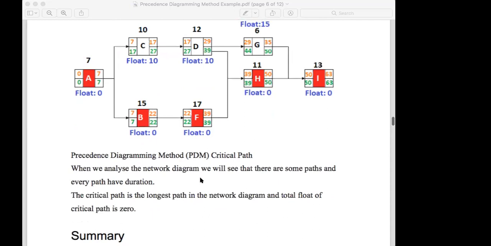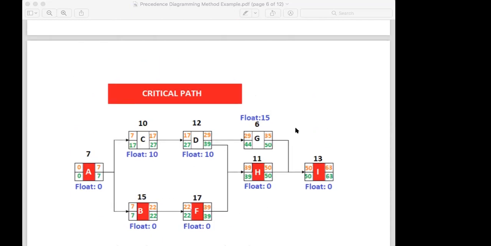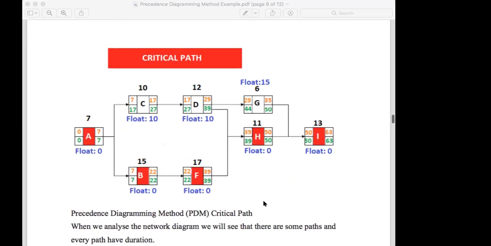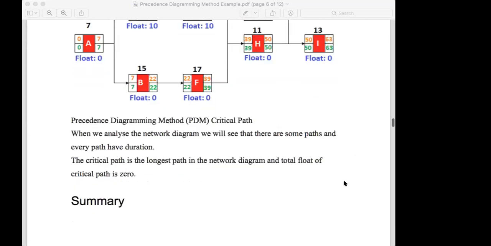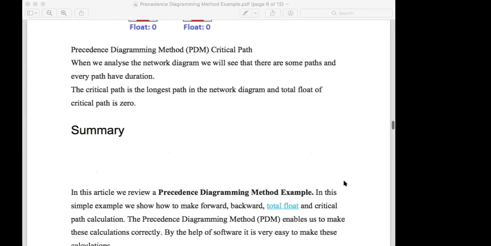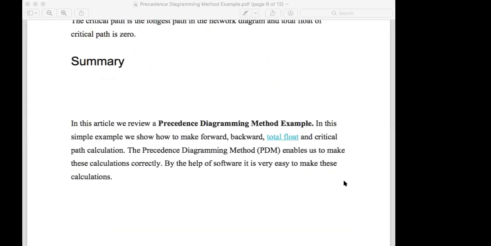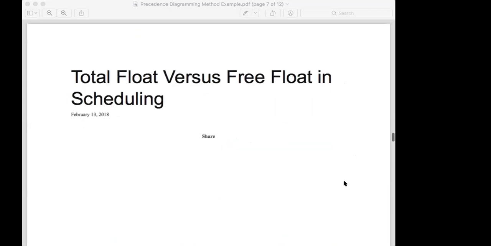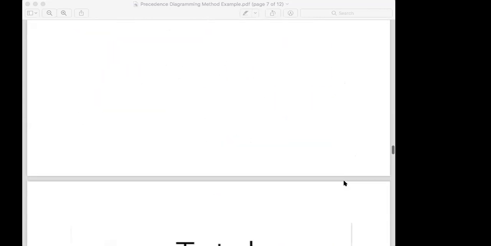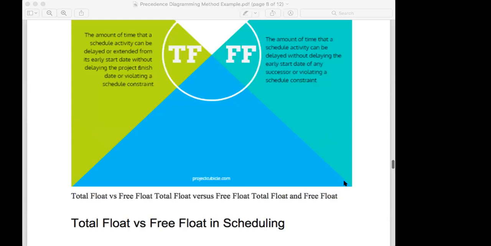This is the longest. So the critical path is the longest path, and at the same time the float is 0. So in this article we review the precedence diagram. So that's the precedence diagram. Then free float. Free float I explained now.